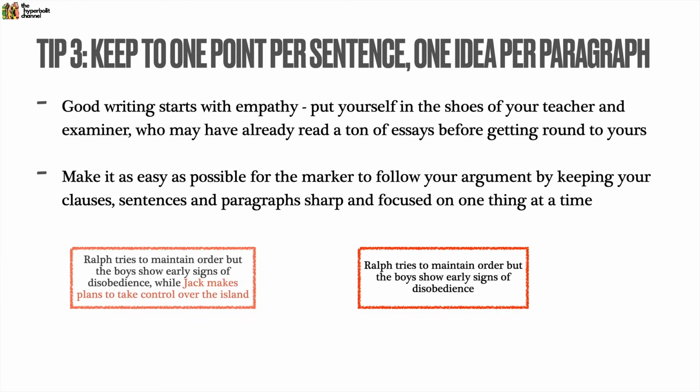So, for example, we look at these two sentences. Ralph tries to maintain order, but the boys show early signs of disobedience while Jack makes plans to take control of the island, versus Ralph tries to maintain order, but the boys show early signs of disobedience. So these two as topic sentences, which one is better from the marker's perspective? Well, it's probably going to be the one on the right, because it focuses on only one idea. And so you just focus on that one idea in that one paragraph, and then you can leave the second idea, which is that Jack plans to take control of the island, to another paragraph. Okay, so keeping it sharp and focused is going to be most pleasant for your marker.